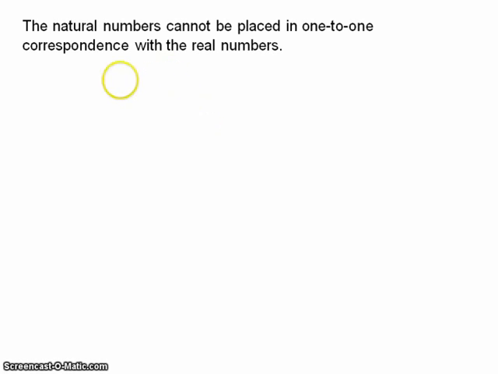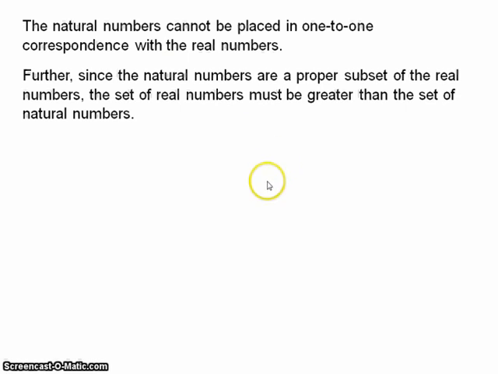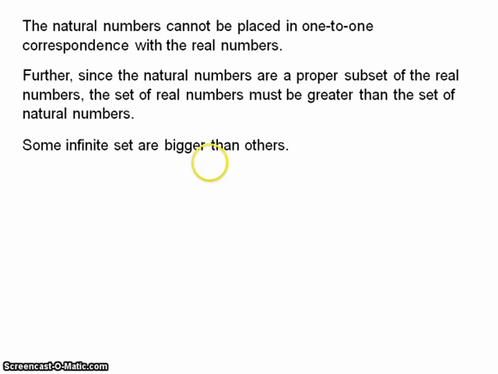Further, since the natural numbers are a proper subset of the real numbers, the set of real numbers must be bigger than the set of natural numbers. Both the natural numbers and the real numbers are infinite, but the infinity of real numbers is bigger than the infinity of natural numbers. So some infinite sets are bigger than others.